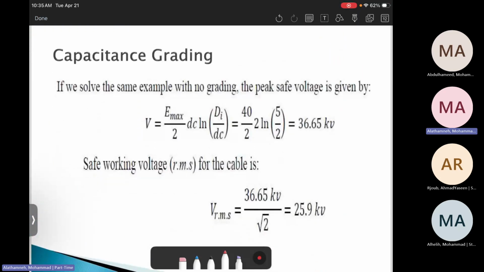Now, if we solve the example with no grading, what do I mean by no grading? Only a single layer. So when we do it, we can say V equals E max divided by 2, dc ln(d_i/d_c). Then we calculated it as 36.65 kilovolts. Then when we calculated the RMS, the voltage will be 25.9 kilovolts. So we realize that the voltage is lower than 33 kilovolts, while the previous one was higher than 33 kilovolts.